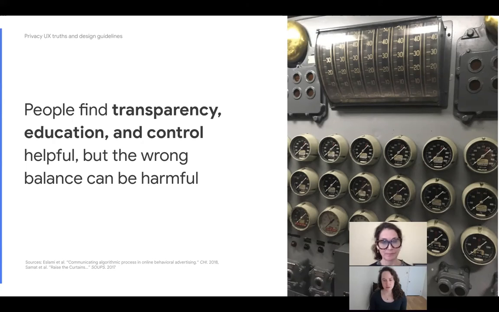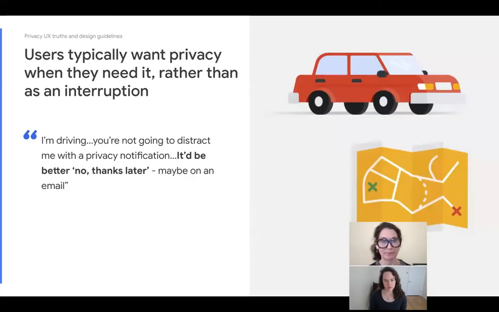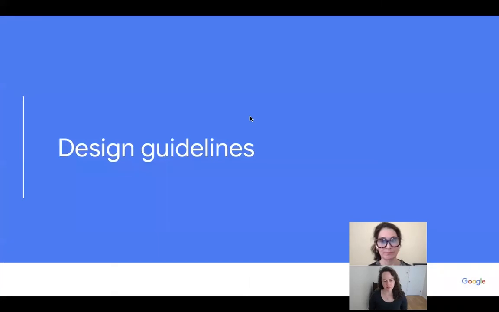Because users may have many needs in this space, there's often no right or wrong answer. And designing transparency and control can require ongoing iteration and improvement. We've also found that users want to be able to ask for privacy when they need it, rather than having it pushed on them when they're doing other tasks. So for example, a user may not want a privacy notification while driving, but might find it really useful later on. So now I'm going to pass things over to Johanna, who's going to talk a little bit about the design guidelines that came out of these truths.